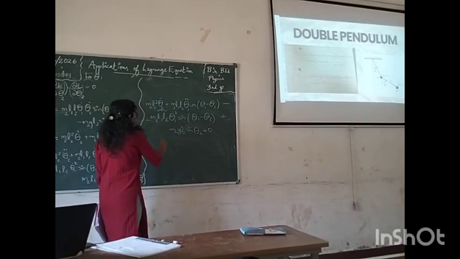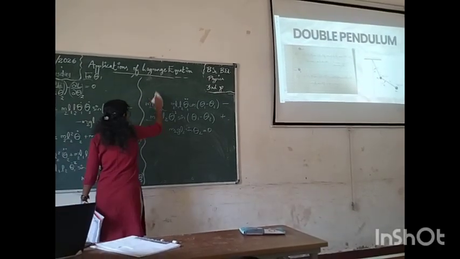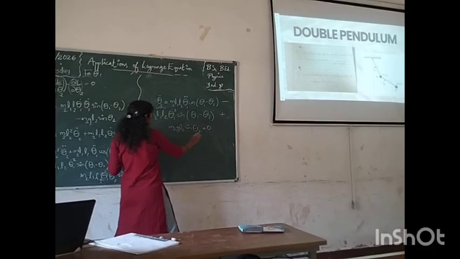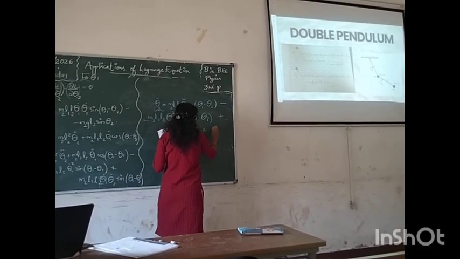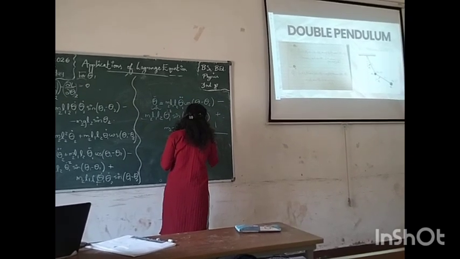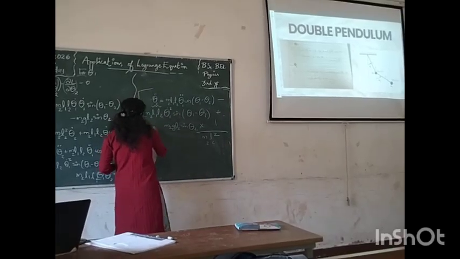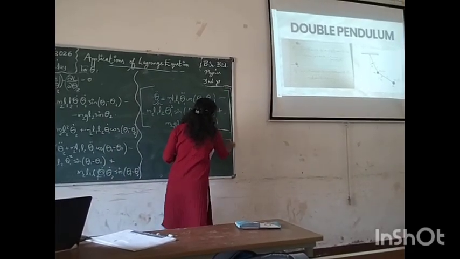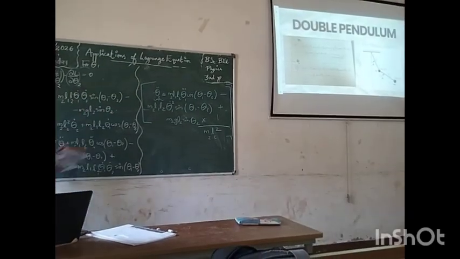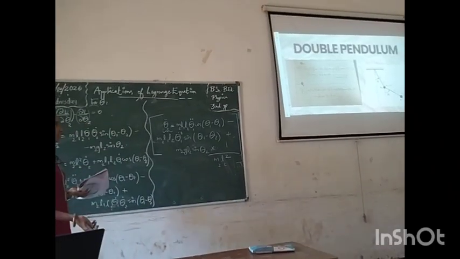So we are bringing all the terms to the other side such that this is equal to the whole thing into 1 by m2 L2 square. So this is our equation of motion for the particle m2, which is having an angular displacement of theta 2, and both the equations are given there.